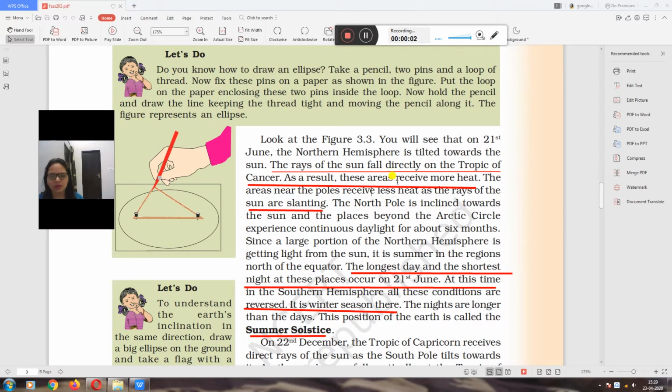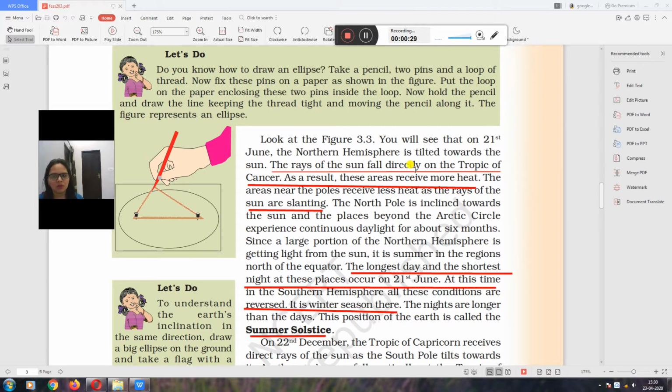Good morning, class 6. We know very well that we are doing our chapter number 3 of geography, which is motion of the earth. Yesterday in our previous lecture we already discussed that there are two movements of the earth. The first one is rotation and the second one is revolution. Today we will discuss the summer solstice, the winter solstice, and the third one is equinox.